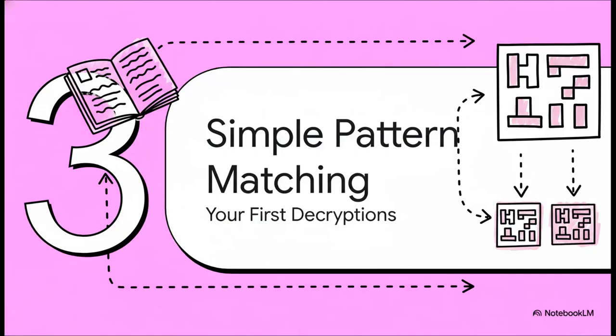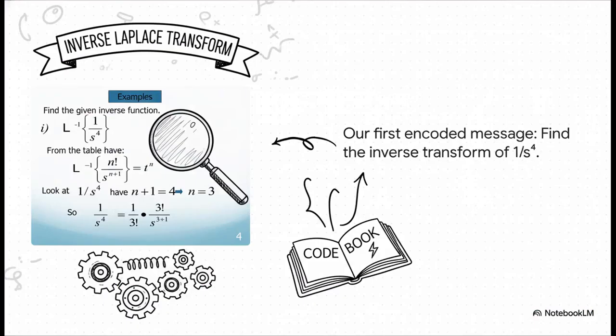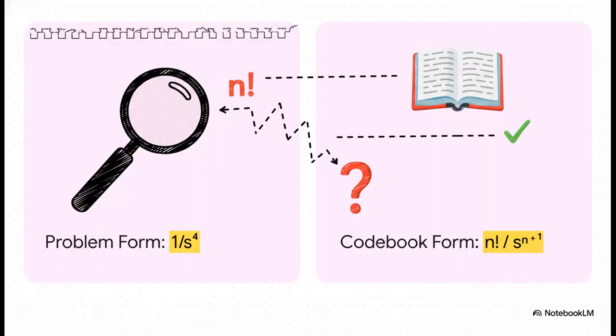All right, codebook's open. It's time to actually crack a code. Let's start with a couple of straightforward ones, where the encrypted message is a perfect match for something right out of our book. Okay, here's our first target. F of s is equal to 1 over s to the 4th power. Now take a look at that. Does it ring any bells? Kind of looks like that power rule we just saw, doesn't it? Let's put them side by side to be sure.